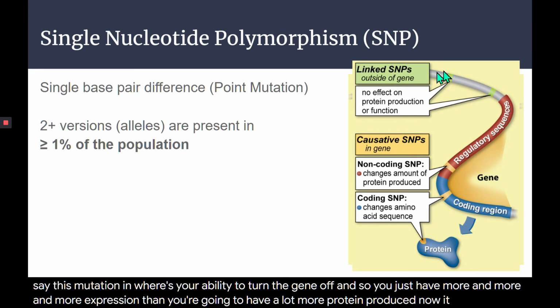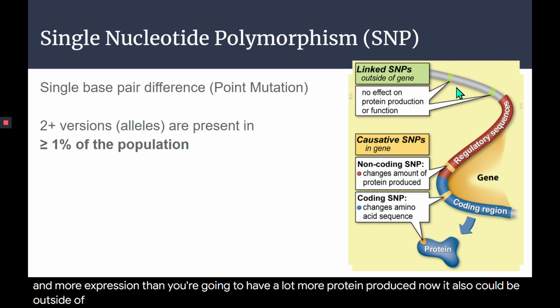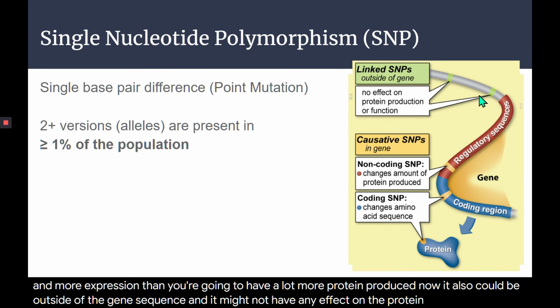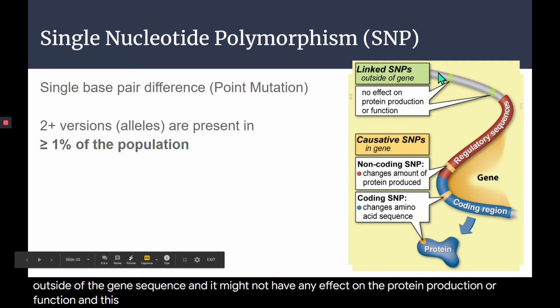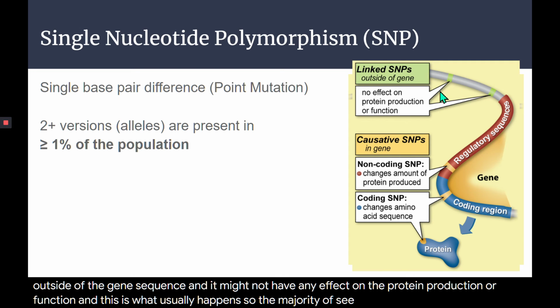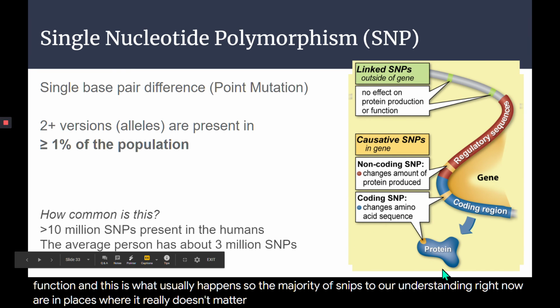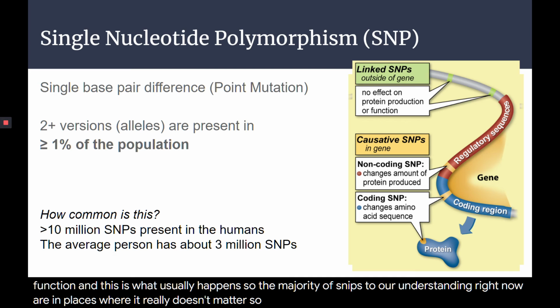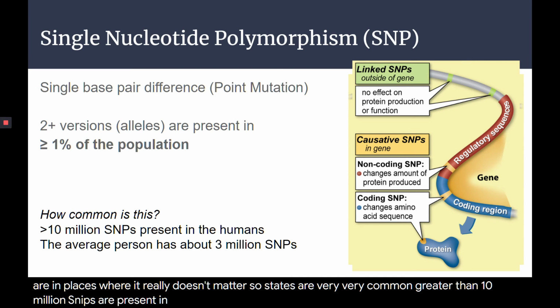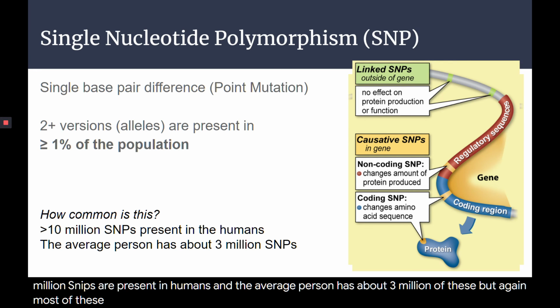Now, it also could be outside of the gene sequence, and it might not have any effect on the protein production or function. And this is what usually happens. So the majority of SNPs, to our understanding right now, are in places where it really doesn't matter. So SNPs are very, very common. Greater than 10 million SNPs are present in humans, and the average person has about 3 million of these. But again, most of these are located in areas where they are inconsequential.